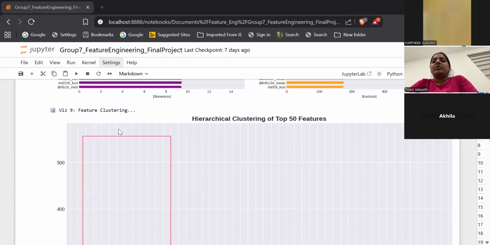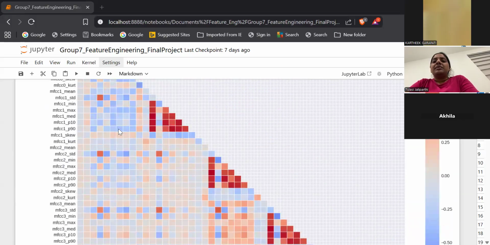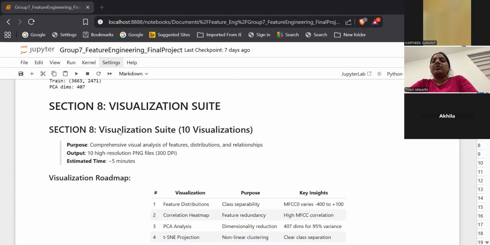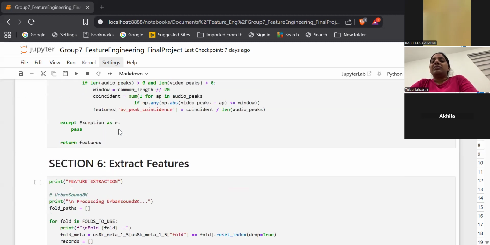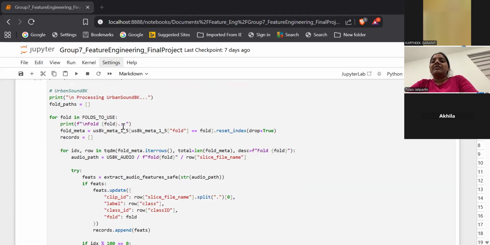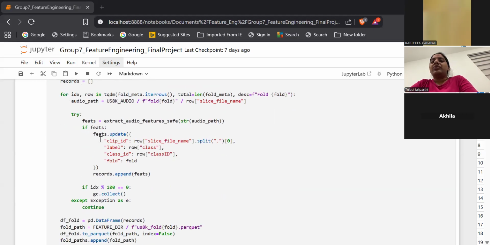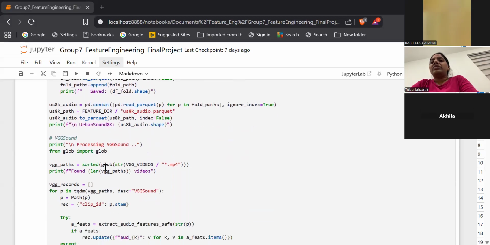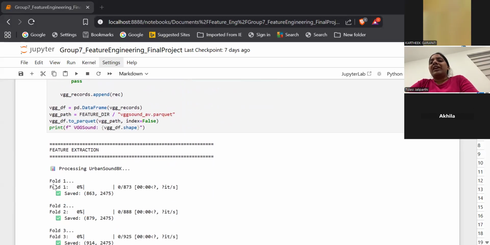Now we go to section 6, pipeline execution. Pipeline execution runs our complete pipeline. For UrbanSound8K, we process folds separately. Fold 1 extracts 863 of 873 files. Fold 2 gets 879 of 888, and so on. Small failures are corrupted files caught by validation.